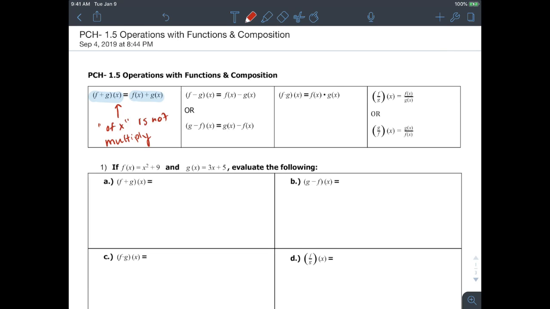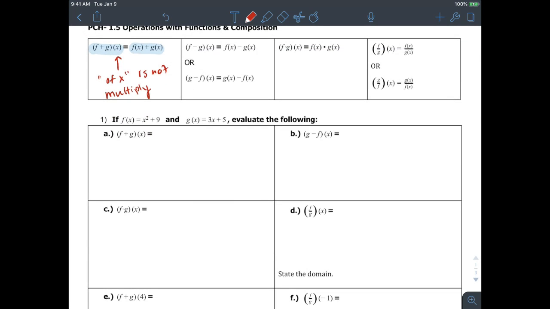So let's go ahead and look at 1a. (f plus g)(x). Another way to write that would be f of x plus g of x. So I'm literally just taking the two functions and adding them together. So f plus g is equal to x squared plus 9 plus 3x plus 5. I can go ahead and simplify. So x squared plus 3x plus 14.